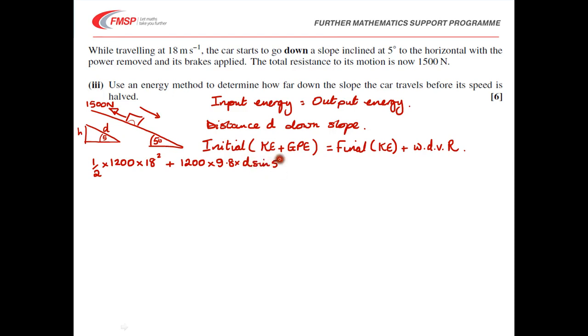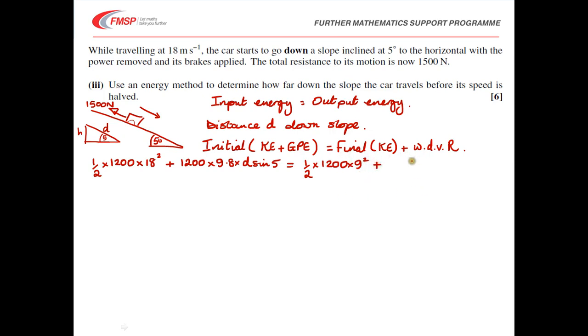We don't know our value of d, that's what we're looking for, so we're just going to have to leave it as a variable, an unknown rather, for the time being. Final kinetic energy, half m times 9 squared. We wanted it to halve its speed, so we're taking it down to 9 squared.